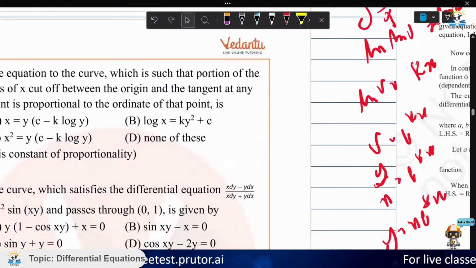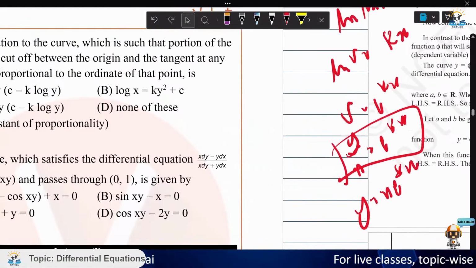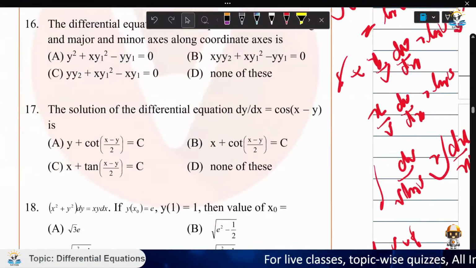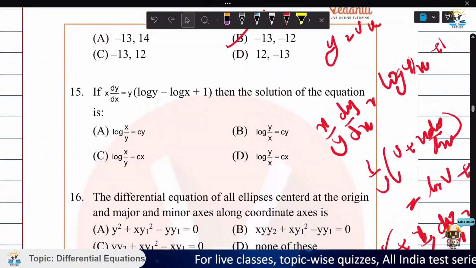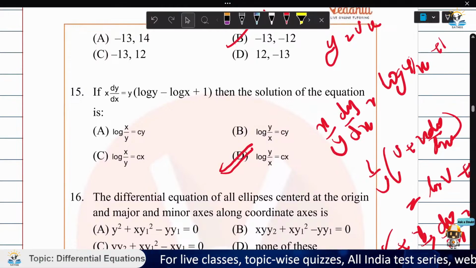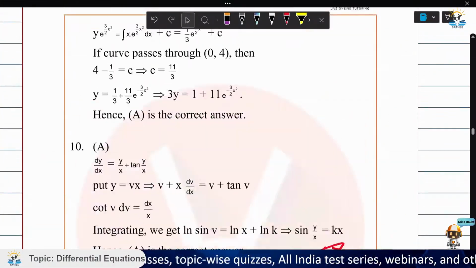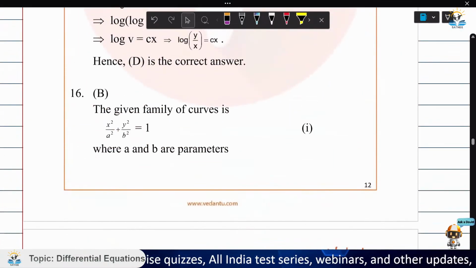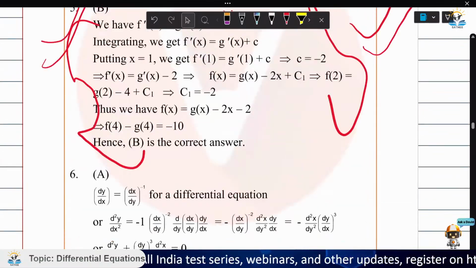So I think we were done here. I think this is the right answer, guys. Ln of y by x is equal to kx. Ln of y by x is equal to cx or kx. D. That gives me the answer D. Let us check. Yes, D is the correct answer. Let's move on to the next question.